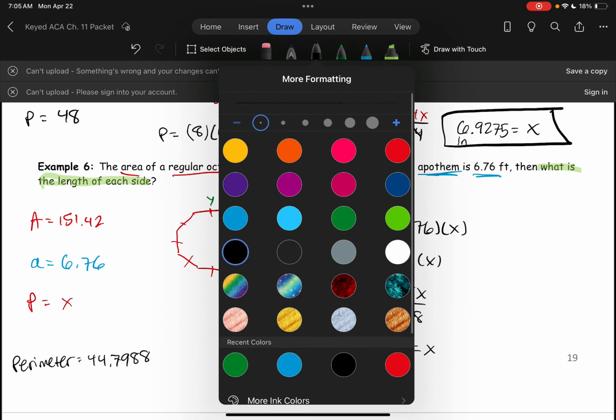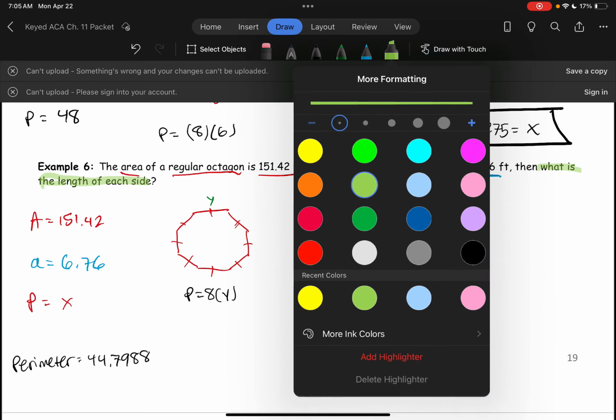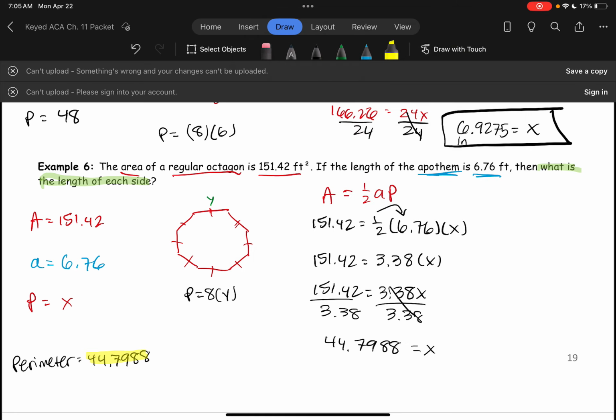What they asked us to find was the length of each side. Well, the perimeter in this case is going to be found by taking y, the length of each side, times the number of sides, which we have 8 sides. So my perimeter is equal to 8 times y. Well, we already know that the perimeter is 44.7988. So I'm going to plug that in for P, the perimeter. Then we have 44.7988 is equal to 8 times y.